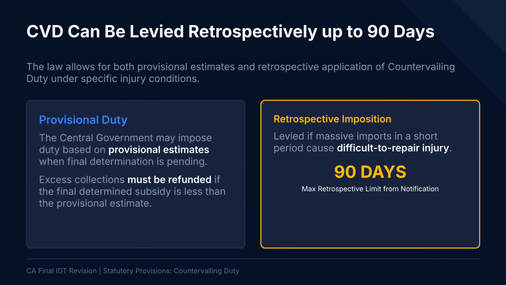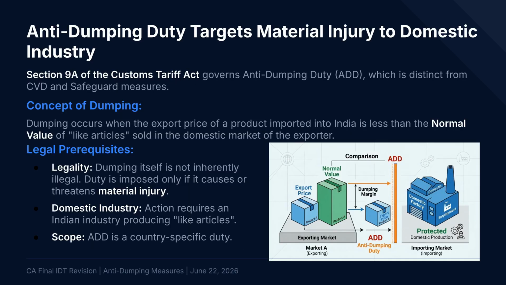While investigations are ongoing, provisional countervailing duty may be imposed based on estimated subsidy amounts. If the final determination reveals a lower subsidy, any excess duty collected must be refunded. In exceptional cases, CVD can also be imposed retrospectively. This happens when massive imports within a short period cause serious injury that is difficult to repair. However, retrospective application cannot go back beyond 90 days from the date of notification, ensuring a clear statutory limit on such action. Anti-dumping duty addresses a different problem.